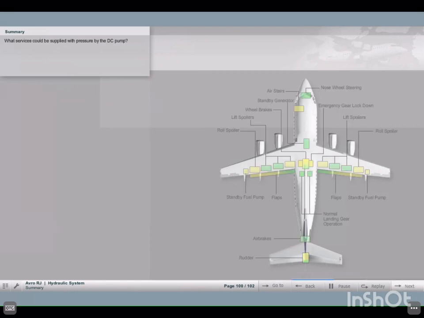What services could be supplied with pressure by the DC pump? Click on the correct services. No, try again. Well remembered. Go ahead. No, try again.